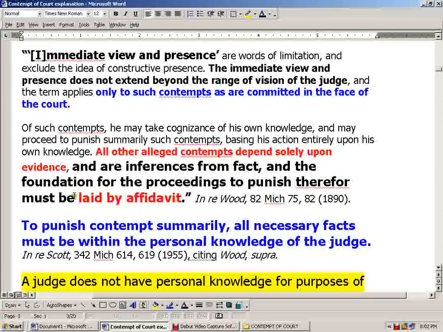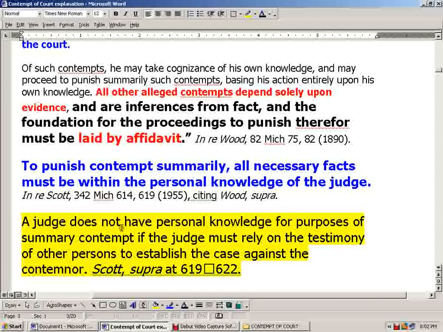If you want to point out that it's a fictitious plaintiff, you have to do it by affidavit. If you want to point out that they didn't sign the complaint, you need to do it by affidavit. To punish contempt summarily, all necessary facts must be within the personal knowledge of the judge. A judge does not have personal knowledge for purposes of summary contempt if the judge must rely on the testimony of other persons to establish the case against the contemptor.